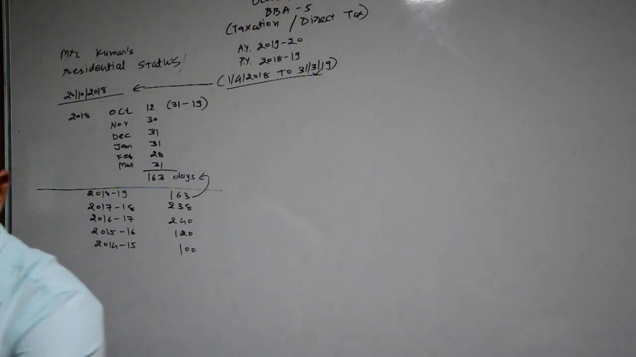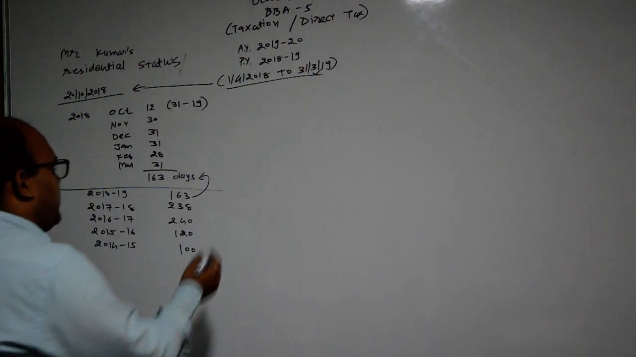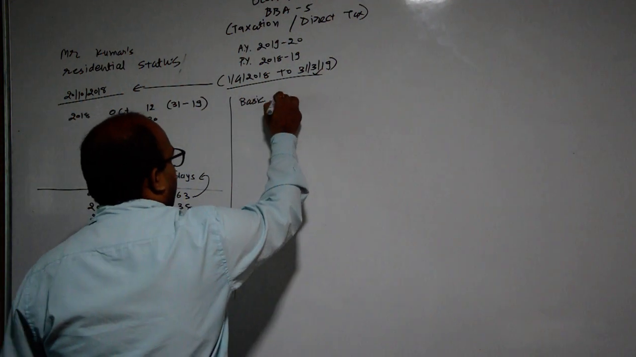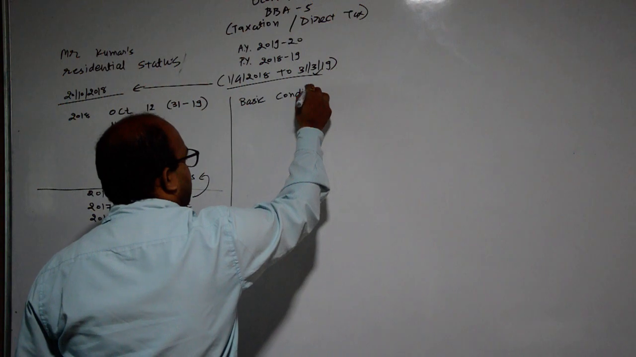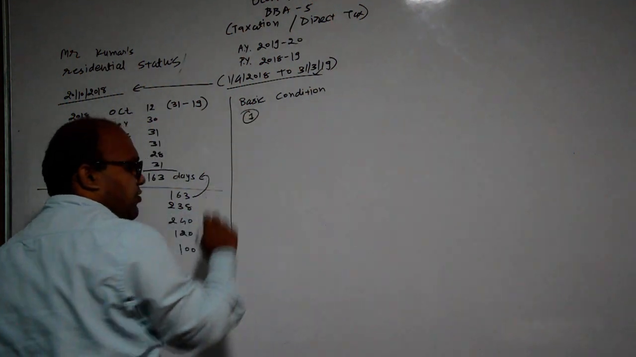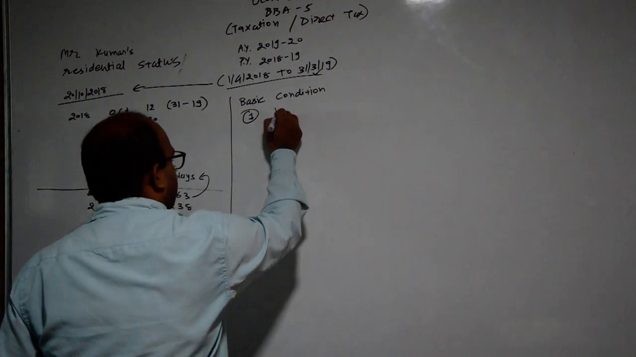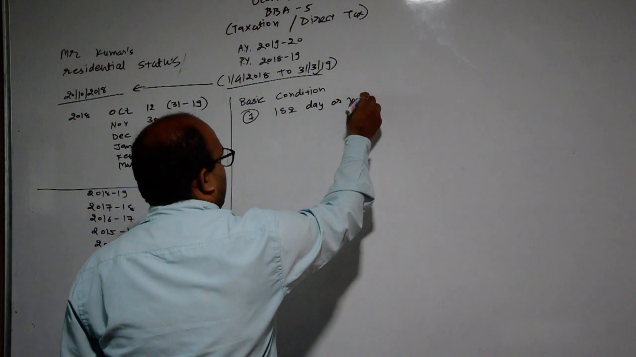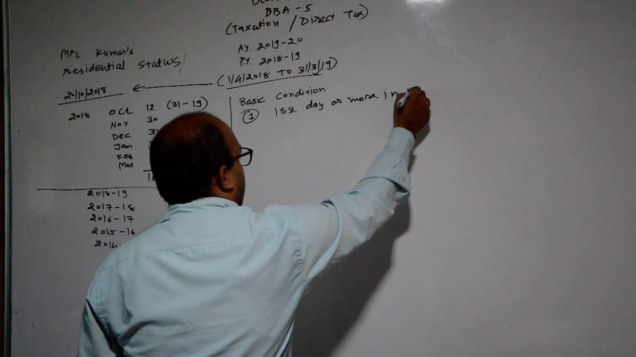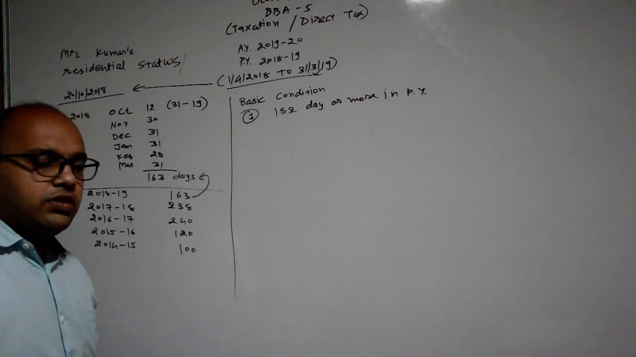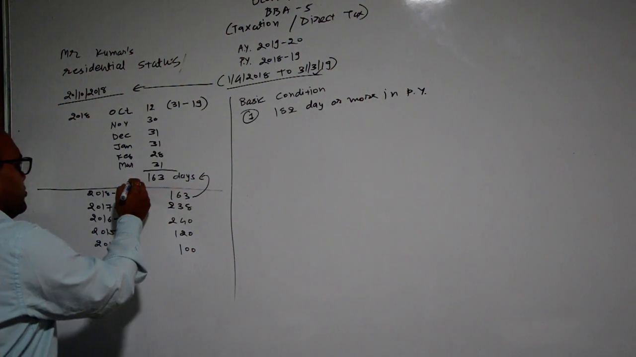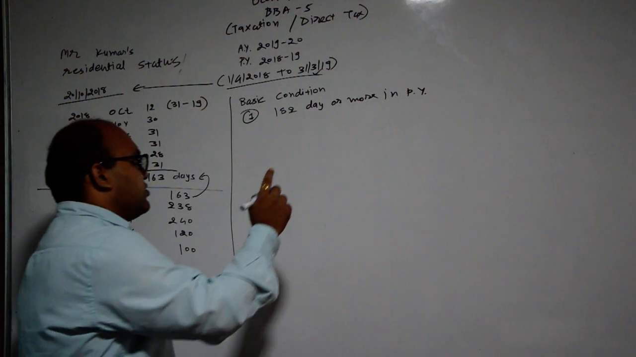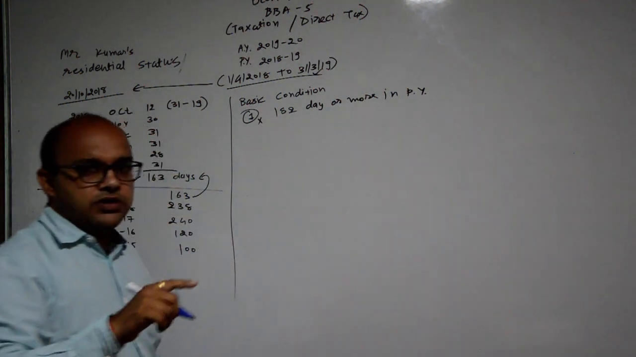From our point of view, we have to apply the basic conditions first of all. So what is the first basic condition? 182 days or more in the previous year. This condition is not fulfilled because he stayed in India for only 163 days. So the first condition is not satisfied.